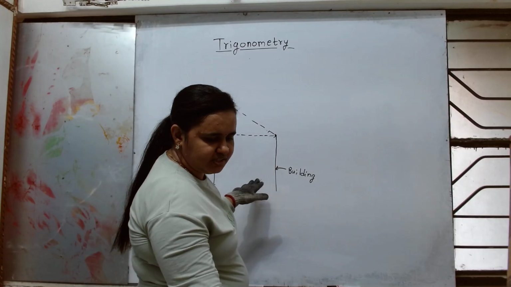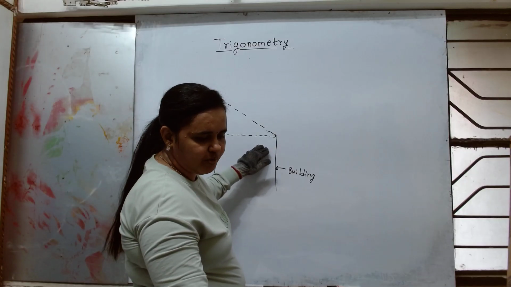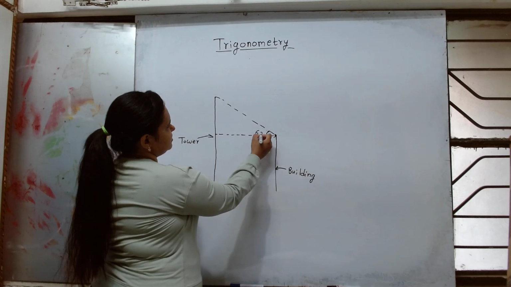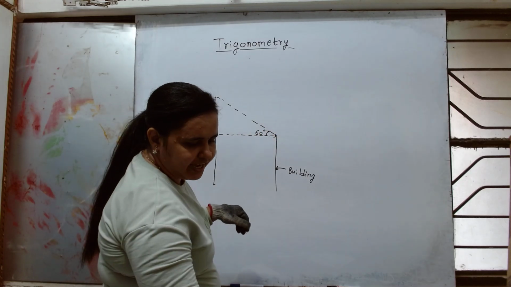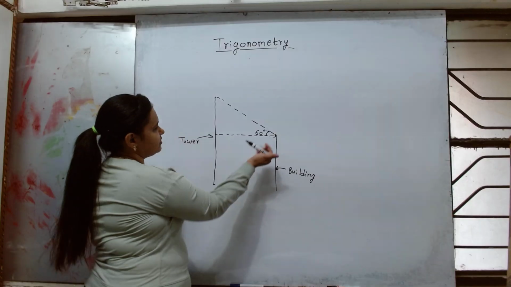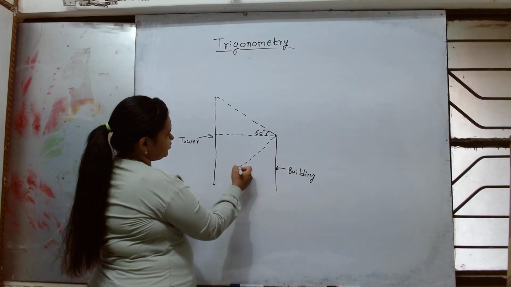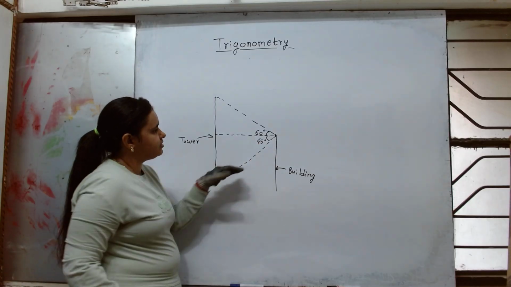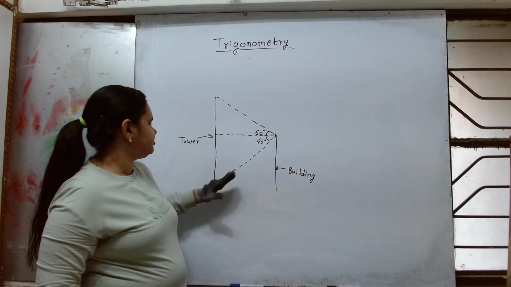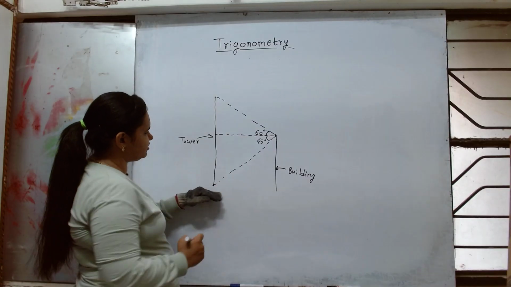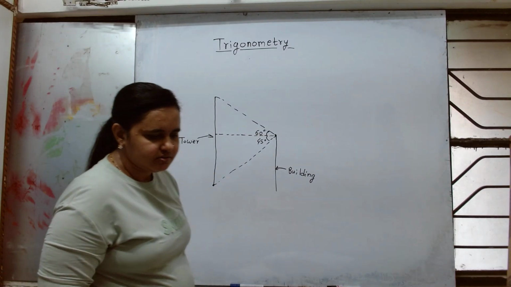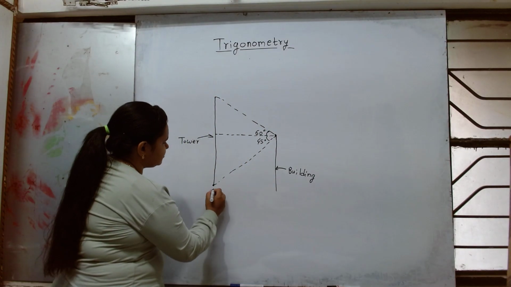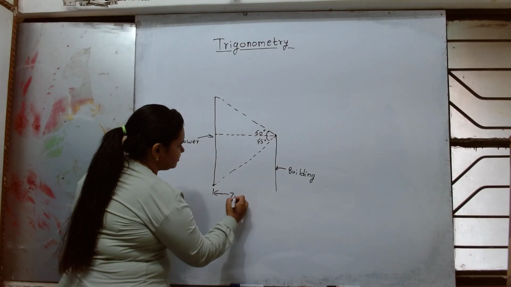From the top of a building, the angle of elevation of the top of a cell tower is 60 degree. Angle of elevation is given as 60 degree. And angle of depression to its foot, from the top to its foot, it is given as 45 degree. If distance of the building from the tower is 7 meter, this distance from the tower to building is 7 meter.